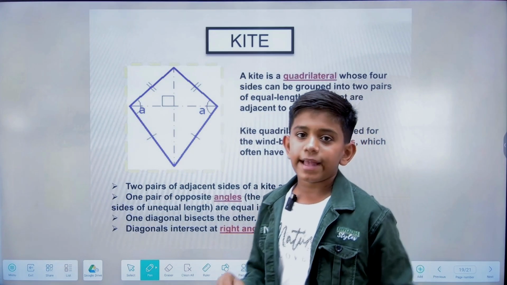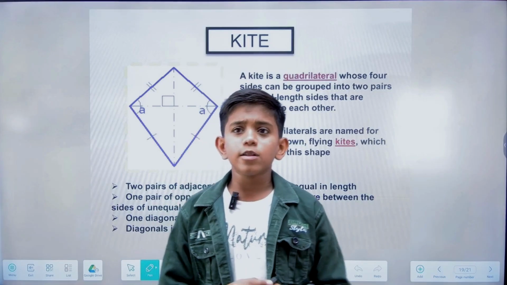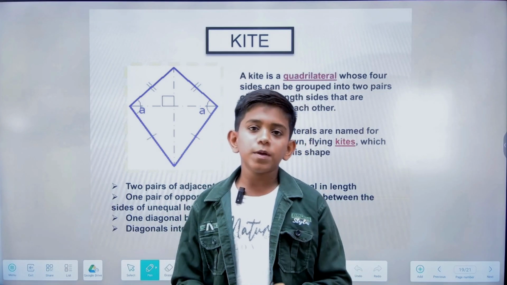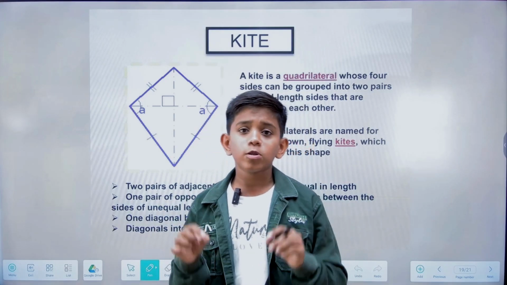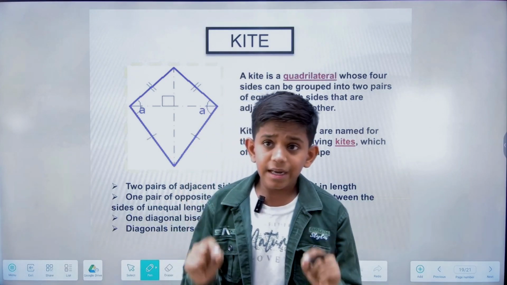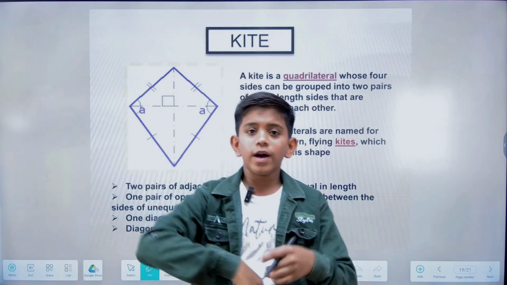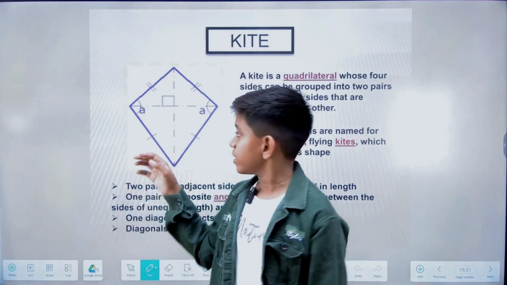The last quadrilateral that we have is the kite. A kite is a quadrilateral whose four sides can be grouped in two pairs of equal length sides that are adjacent to each other. A kite quadrilateral is named for the wind-blown flying kites. Kites often have this shape. When you are playing with a kite, you can see this shape.